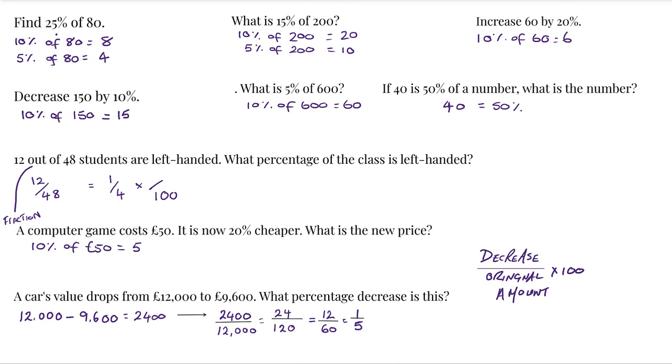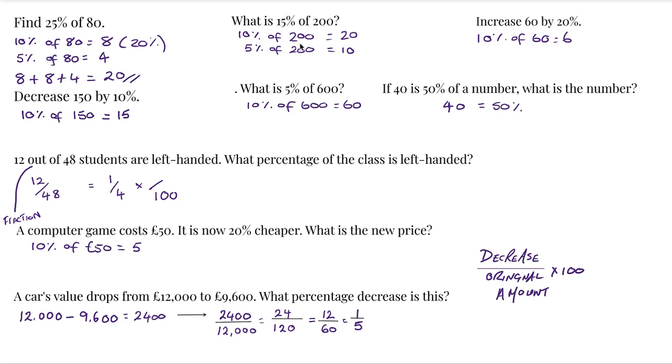So it wants to find 25% of 80. 10% of 80 we know is 8. So 5% of 80 is going to be half of that, which is 4. So to solve this, it wants 25%, so we're going to do 8 plus 8, because that's 20% then, plus 4. So 25% of 80 is 20.